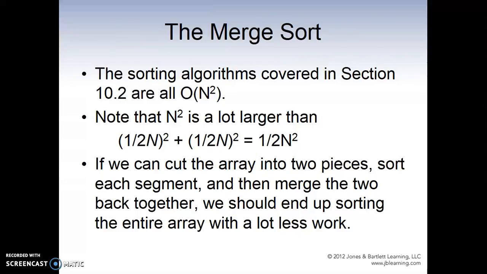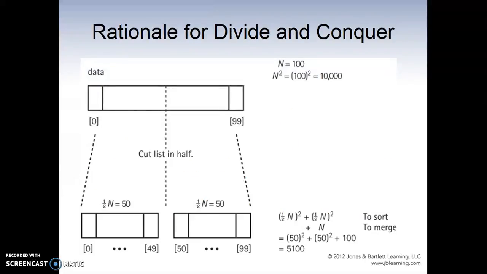So we think about if we can look at our array and cut it in half, and sort each segment and then merge the two back together, we should end up sorting the entire array with a lot less work, right? So for example, this is an array that we want to sort of size 100, 0 to 99. If we do bubble sort, selection sort, insertion sort, it's going to cost n squared, about 100 squared, 10,000. That's the worst case. Now, how about we cut this in half?